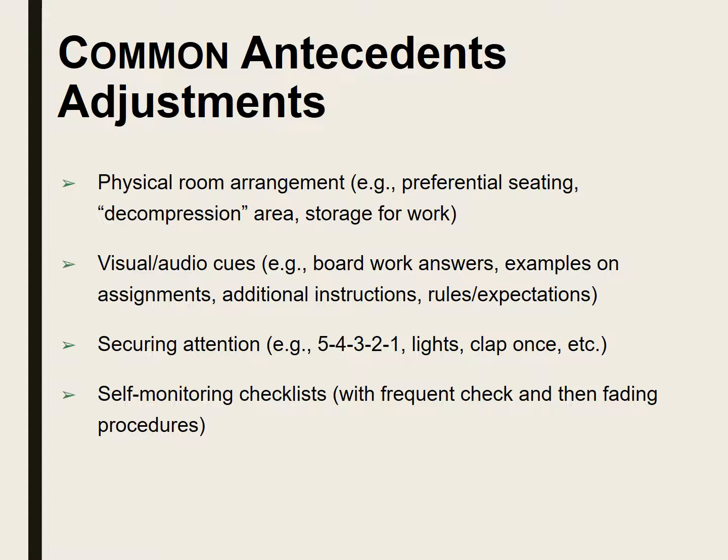Very similarly to securing attention, you can do a simple countdown method. Eyes on me in 5, 4, 3, 2, 1. You've given them a prompt saying eyes on me, you've given them a countdown, and then after that countdown, the student's attention might be secure so long as you've taught them that signal. You can flip the lights on and off. You might clap. Giving these simple little signals can get all students' attention more effectively. Once you have their attention, you can move on with the lesson. Another antecedent adjustment can be self-monitoring checklists.